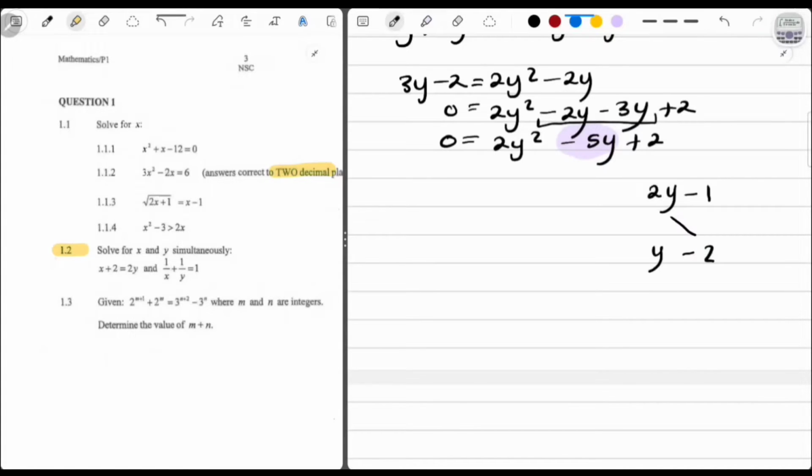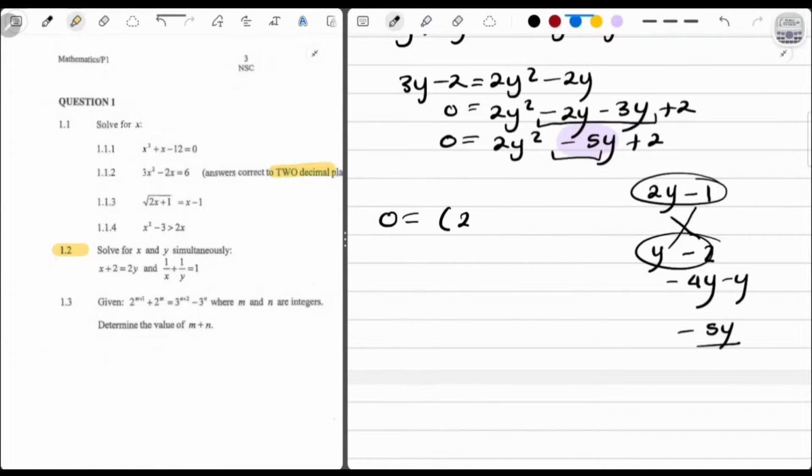Okay, so I'm going to cross multiply, and that's why it's called the cross method, to check whether it's actually correct, whether it really does give me a negative 5 in the middle. So 2y times negative 2 is negative 4y, and y times negative 1 is negative y. Negative 4y minus y is negative 5y. So that works out perfectly, and I know these are my factors. So 0 is equal to 2y minus 1 bracket y minus 2.